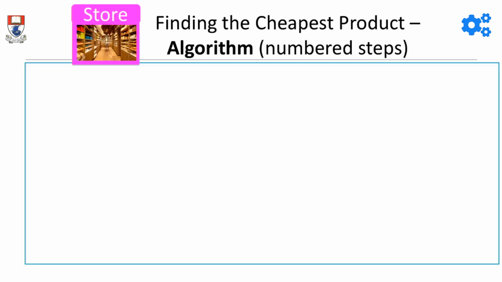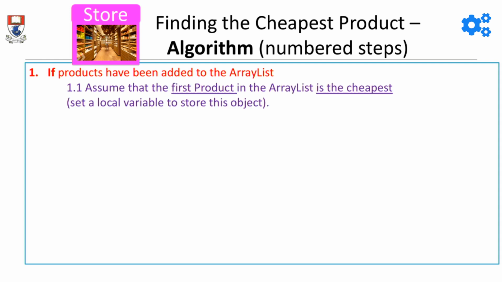But we need an algorithm then for working out what the cheapest one is. So we want to find the smallest value in the list. So let's take a look at this algorithm. If the products have been added to the array list, then assume that the first product in the array list is the cheapest. Set a local variable to store this object.